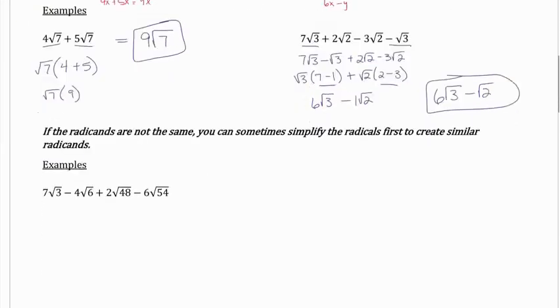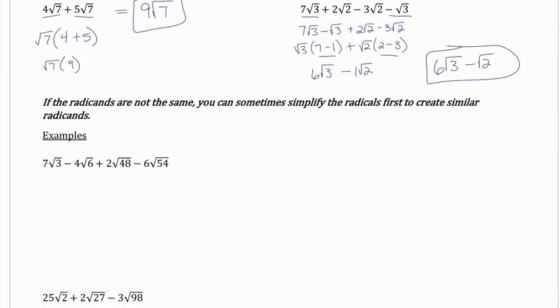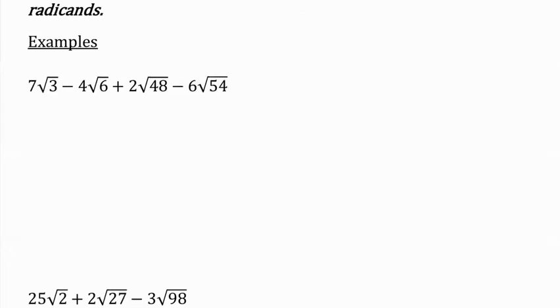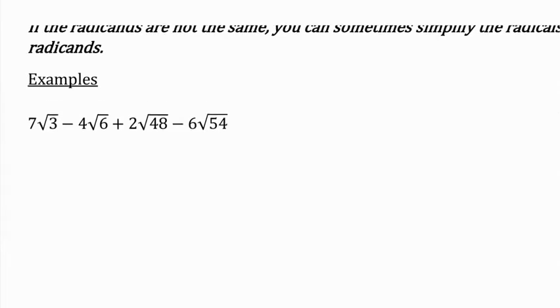Okay, sometimes we want to do that same process of adding or subtracting, but none of our radicals are the same. However, sometimes you can simplify a radical, so then you do end up with radicals that are the same. Okay, so if I take this first one, for instance, we've got 7 radical 3 minus 4 radical 6. I'm not going to be able to do anything with 3 and 6, right? If I do factor trees for those, it doesn't get me anywhere. That's as simple as those get. But the 48 and then 54, I can break those down and simplify them.